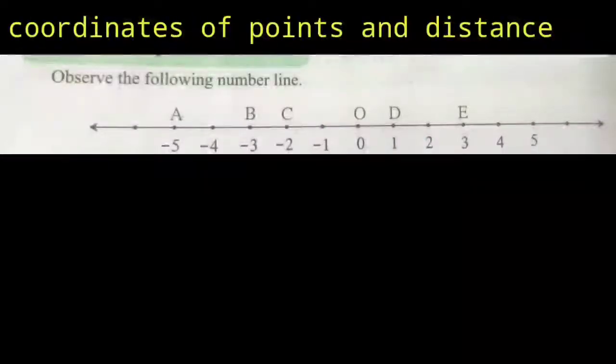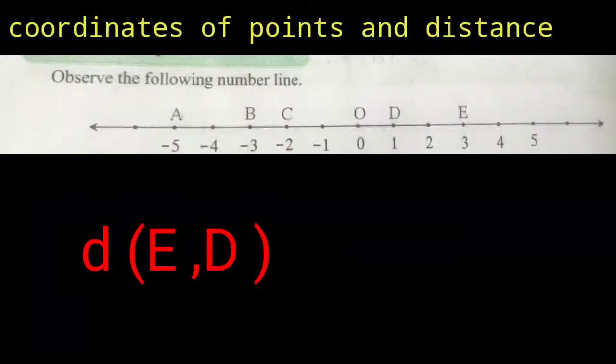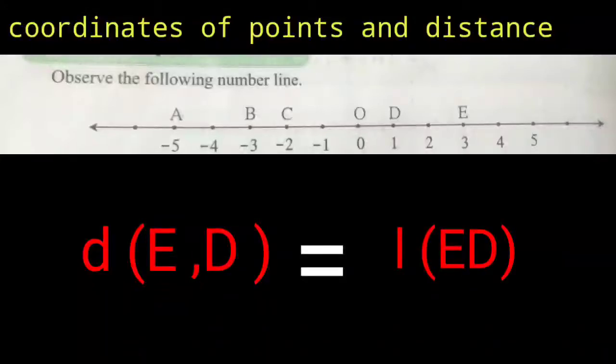We have to consider the coordinates and subtract the smaller coordinate from the larger. The distance in between point E and D is denoted as distance of ED. And this is the same as length ED. It means the length of the segment ED.